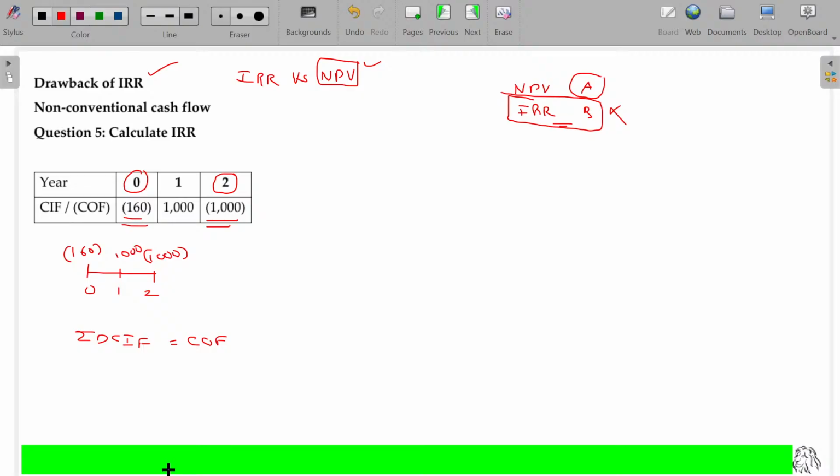In this case, we may have 2 IRRs. There should be only one answer, right? What is the rate of interest? 5%, 6%? It may be either 5% or 6%, then there's a confusion. In this case also, you have lots of confusion because we have 2 IRR rates here. One is 25%, another one is 400%.